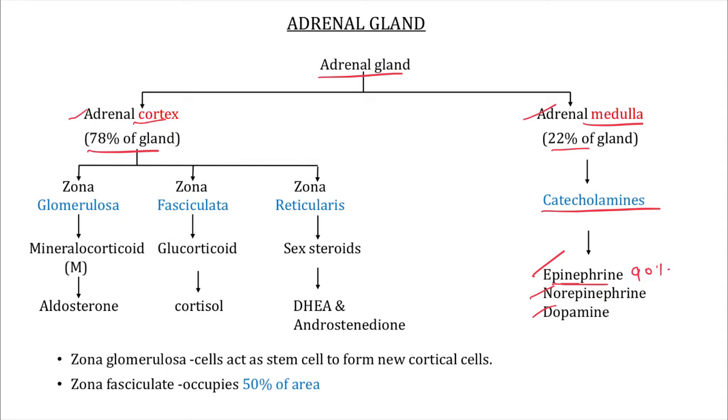Now see sir, adrenal cortex. So this adrenal cortex has three layers. How to memorize? See here, GFR, right? So the first G is zona glomerulosa. The first layer of adrenal cortex is zona glomerulosa. This is the source of one mineralocorticoid known as aldosterone.